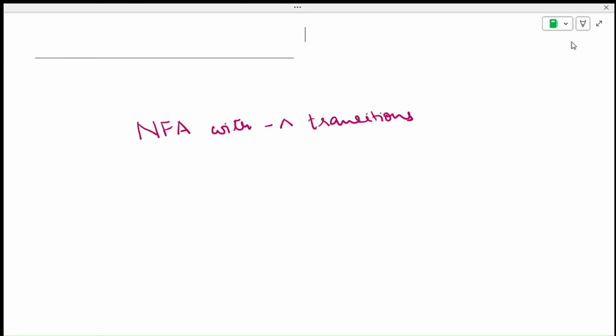Hello everyone. In this video, I will explain what is non-deterministic finite automata with null transition. That is a finite automata which is non-deterministic in nature and it can go from one state to another state without reading anything, without reading any symbol. It can take a null and it can move from one state to another state.